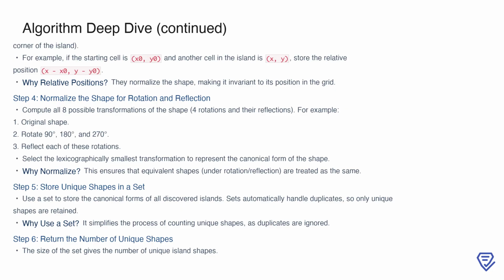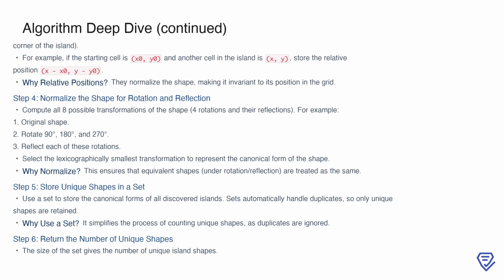Once we have the shape, we need to account for all possible rotations and reflections, which gives us up to 8 transformations of the shape. These include the original orientation, rotations by 90, 180, and 270 degrees, and their reflections. Among these transformations, we select the lexicographically smallest one to represent the shape's canonical form. This guarantees that identical shapes, even if rotated or reflected, are treated the same. To keep track of unique shapes, we store these canonical forms in a set.